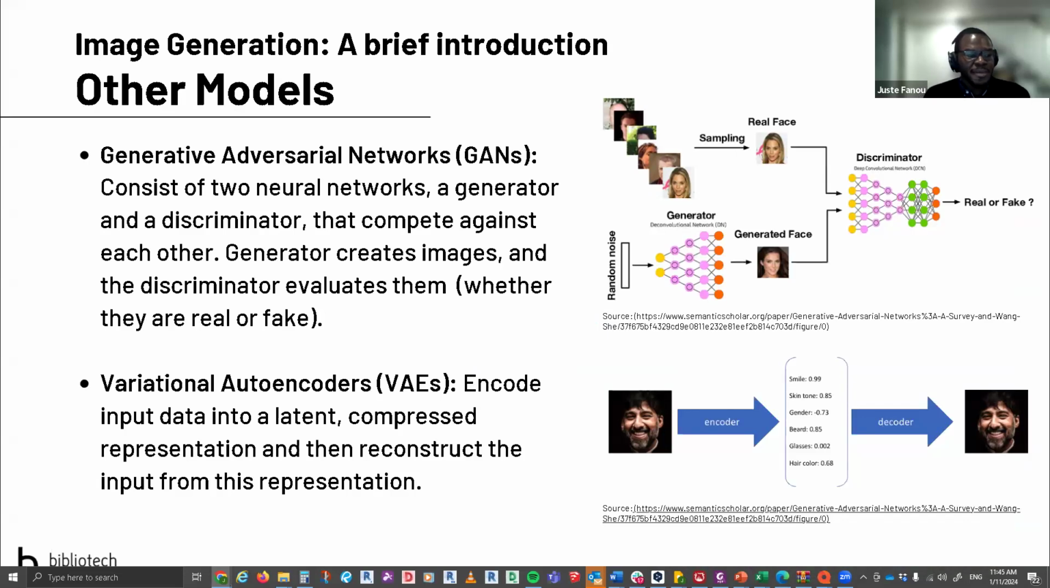Diffusion models are not the only type of models out there for image generation. There are things called generative adversarial networks. These models work by having a discriminator model and a generator model, right? The generator model generates a face using deep learning algorithms. Then the discriminator model takes that against a real face and tells whether it's a real or a fake face, whether it was generated or not.